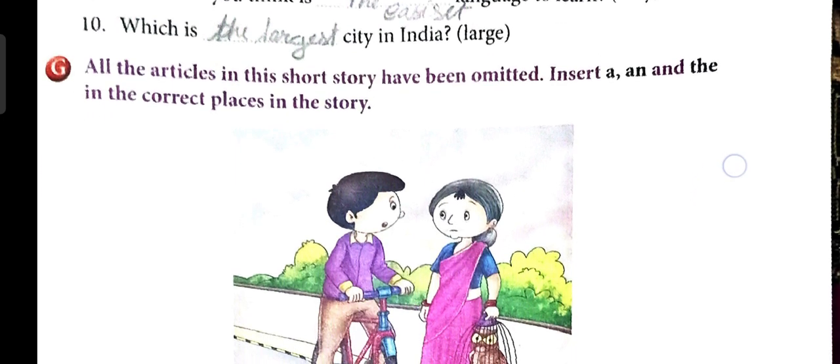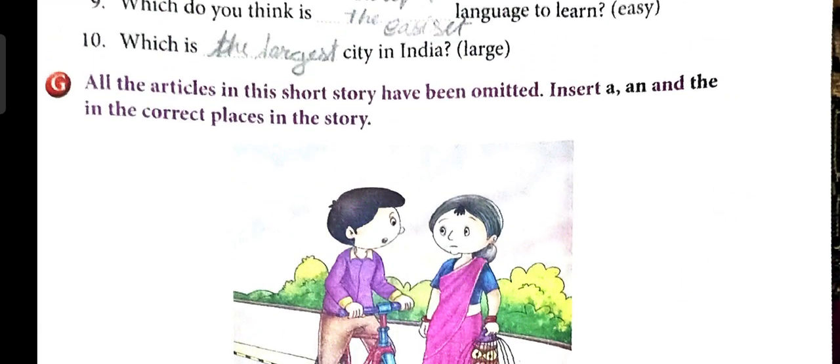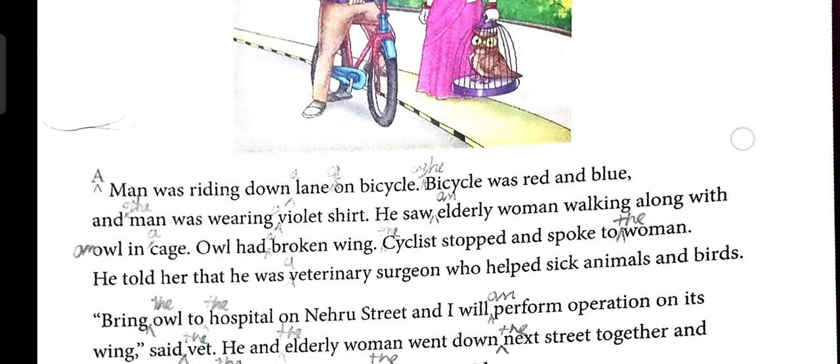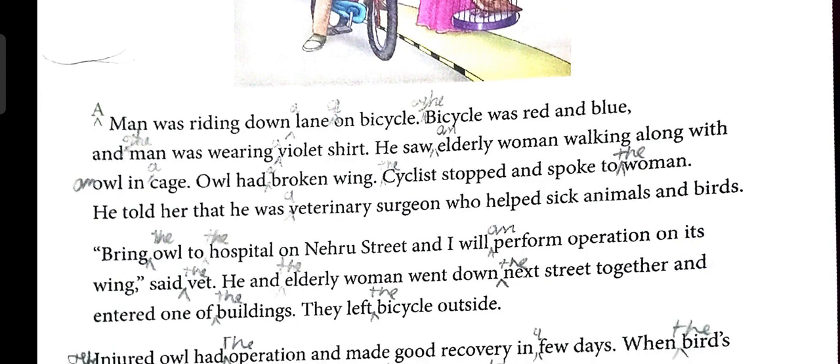Now we are going to exercise G. In exercise G, we need to read it first. All the articles in this short story have been omitted. Insert a and the in the correct places of the story. मतलब यहाँ पे एक स्टोरी गिवन है, स्टोरी पे आपको राइट प्लेसेस पे ए एंड द का यूज़ करना है, ठीक है। तो मैं आपके सामने स्टोरी पढ़ूंगा और वहाँ पे उसको प्लेस करता जाऊँगा। अगर आपको कोई भी प्रॉब्लम होता है तो आप पूछ सकते हो, ठीक है ना। A man was already done. Okay, so we will start with the next one.